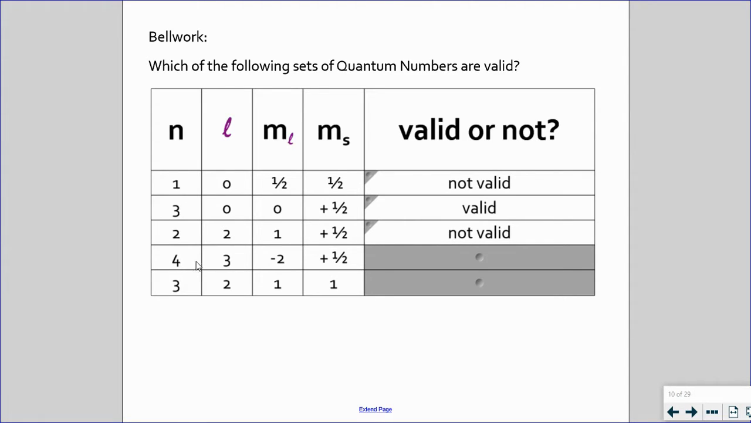How about this set? Energy level 4. So the L value is okay. The ML value goes from -3 to +3, so that's okay. And it is possible to have a positive half spin, so that's valid.